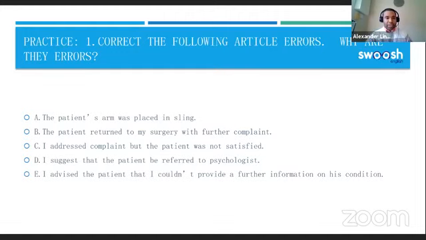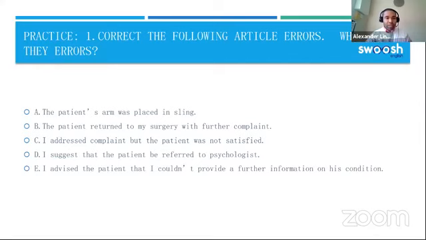So let's see what people are saying in the chat. Christina is saying to the psychologist. Tinsy says a sling, that's absolutely right, Tinsy. It was a sling for A. So for D, that will be Christina giving the response: no, I suggest that the patient be referred to the psychologist, she's saying. Any other responses here?